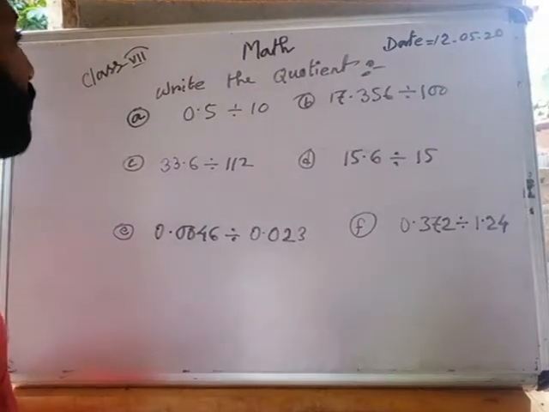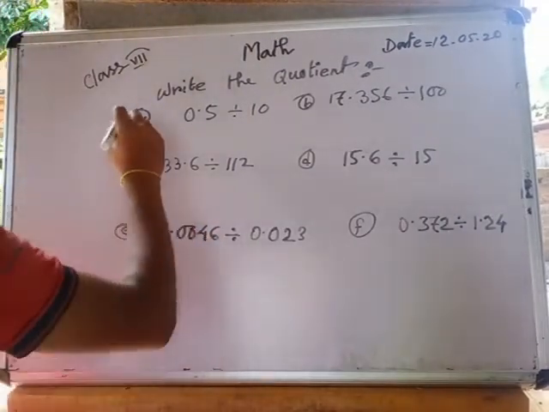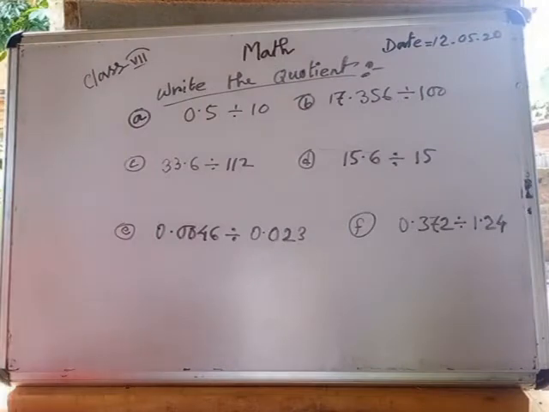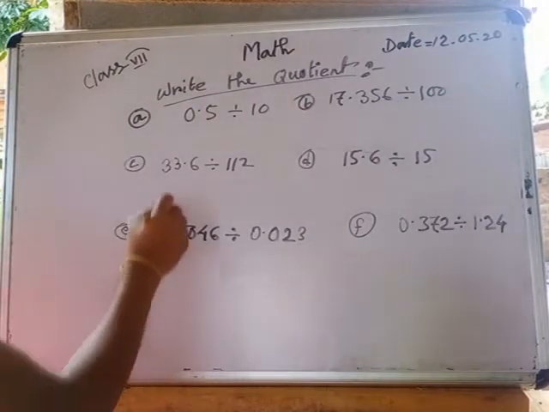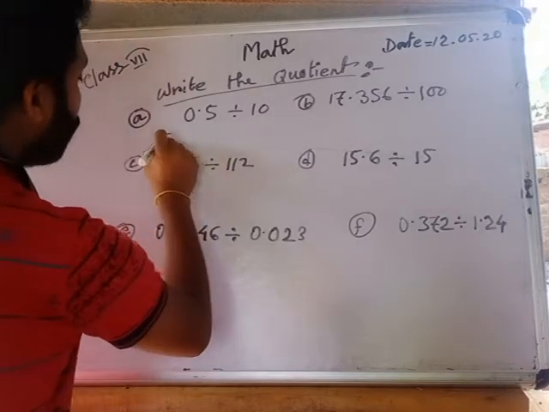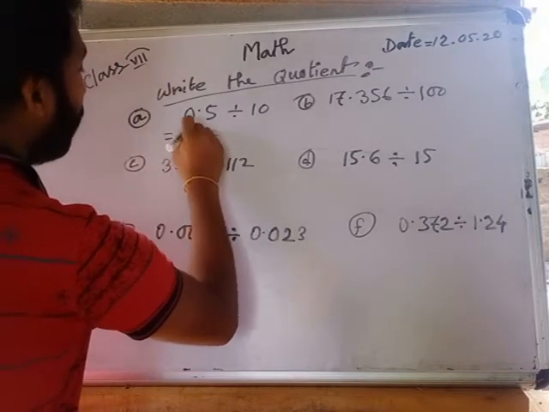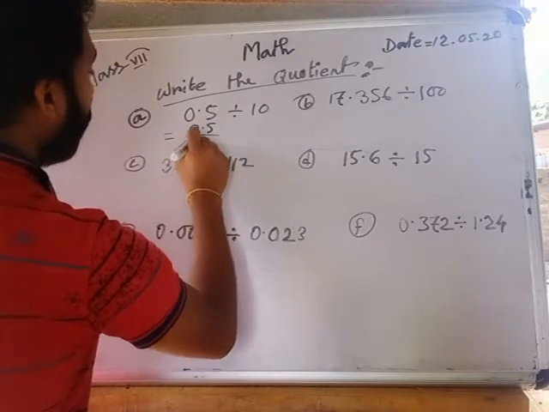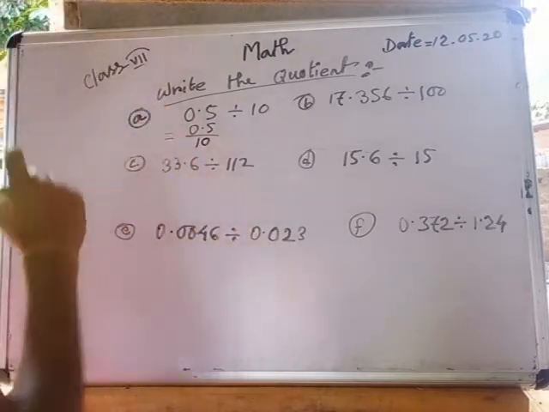Today I will start class 7 maths. Let's find out the quotient. How to find out the quotient from decimal numbers. At first, we should convert it into a denominator and numerator.